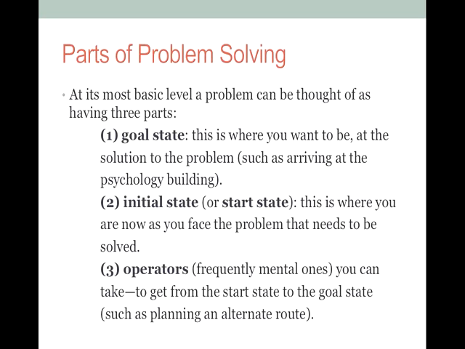We're going to talk about a couple types of operators. So there are ways that you can get from the start state or initial state to the goal state. So if you're trying to find a way to campus and one of the main roads is closed because there's been an accident, your start state would be when you figure out, oh no, there's an accident, what do I do? The goal state would be campus, and the operators would be new directions.